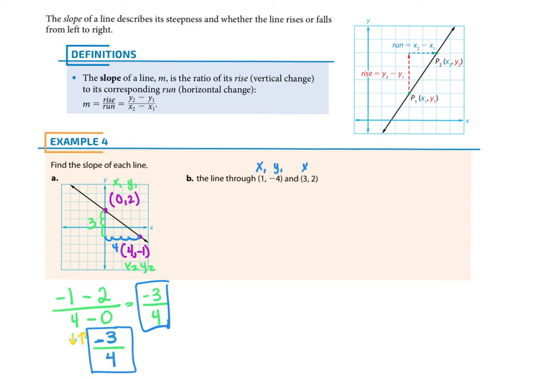Again, it doesn't matter which is which as long as you do it in the same order. So if I put this in my formula, I'm going to say y2 minus y1. Watch your negatives. x2 minus x1. What is 2 minus a -4? 6, and 3 minus 1 is 2. I want to reduce this, so my slope here is going to be 3.